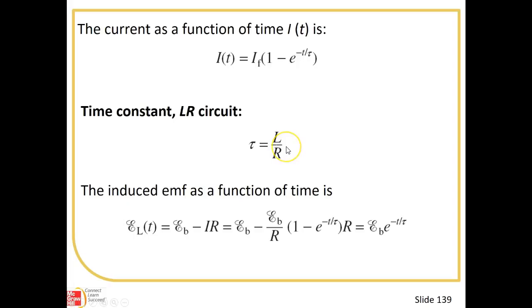In a capacitor circuit, we said it was different, and we'd have to go back to that to see that one. So the induced EMF as a function of time is basically the equation we see here. It's just EB times e to the negative t over tau.